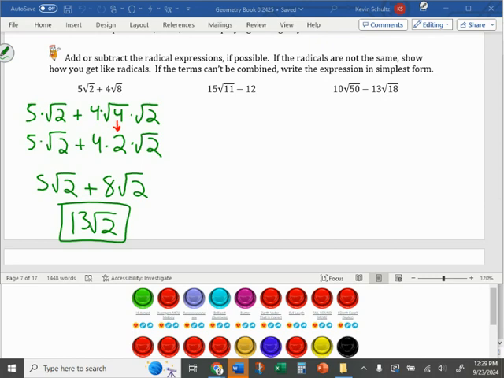The next one, 15 root 11 minus 12. Are the roots the same? No. Can we just tack on a root 11 here to make it the same? No. I wish. Because we're not multiplying by 1. If we did that, we'd be just throwing in a root 11 for no apparent reason at all. It can't be done. Can we do anything here? No. That's your final answer.